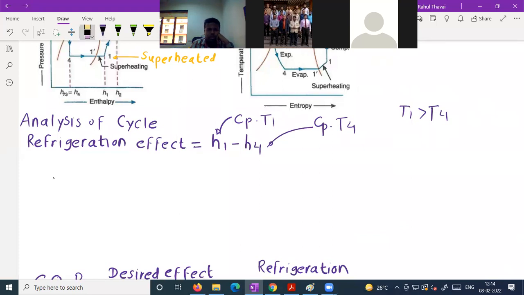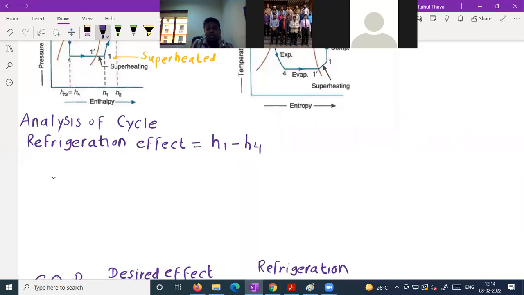In very detailed terms, I'm explaining the same. Why did I take H1 minus H4? Because H1 is Cp into T1 and H4 is Cp into T4. Obviously T1 is greater than T4, as you can see on the TS diagram. That's why I took H1 minus H4. This is the refrigeration effect.